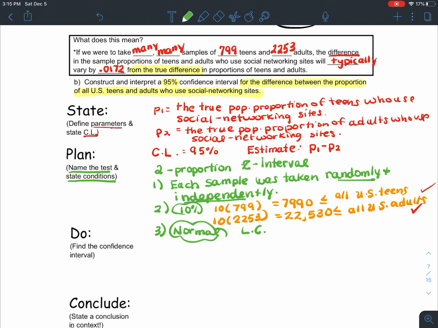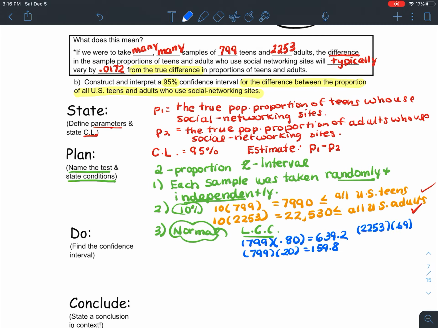Okay, our last condition is for normality. That's when we're doing the large counts condition. Again, it just feels like all these conditions are expanded a little bit because we're having to check these things for 2 different samples. So this is where we do n times p and n times 1 minus p, and we show that it's greater than or equal to 10. For the teen sample size, we're doing 799 times the p, which is 0.8. Then we want to show 799 times 0.2.